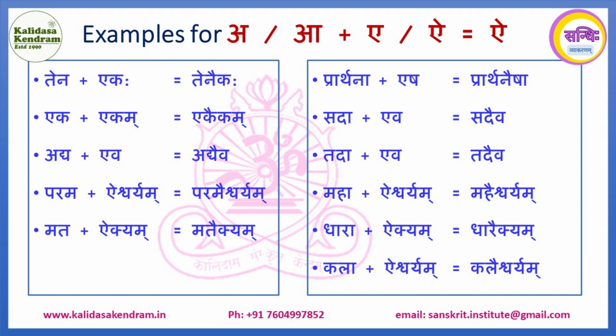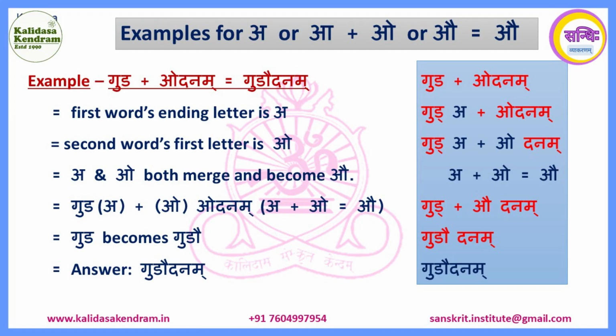So let's move on to the next rule. Examples for a or aa plus o or au becoming au. Let us see one example. Guda plus odanam becomes gudaudanam. A and o or au form au. The first word's ending letter is a. The first letter of the second word is o. A plus o both merge and become au.